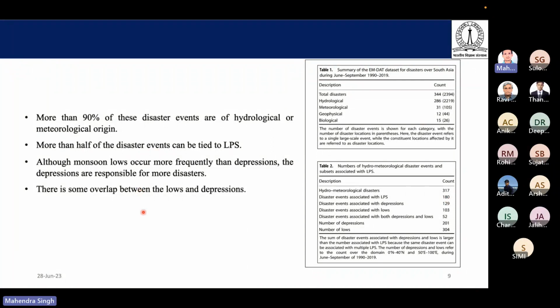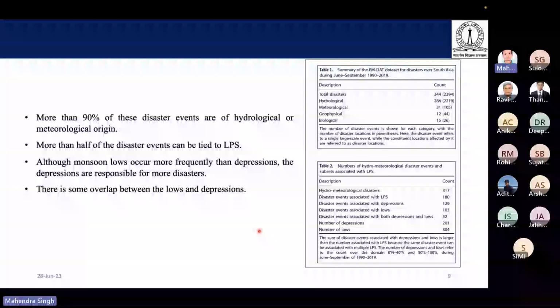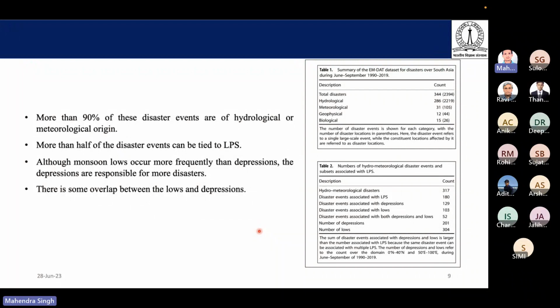So although monsoon lows occur more frequently than depressions, the depressions are more responsible for disasters. Here you can see that the number of depressions associated with disasters is around 129, and for lows it is 103. However, lows are more numerous as compared to depressions. There is also some overlapping between the lows and depressions, because one disaster may sometimes be associated with both a low and a depression. So that is why the number is more.